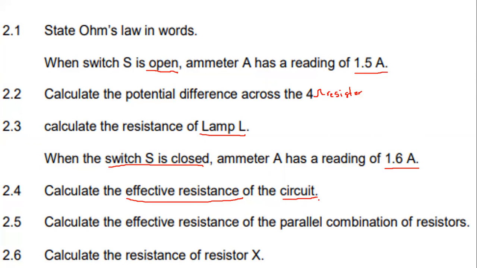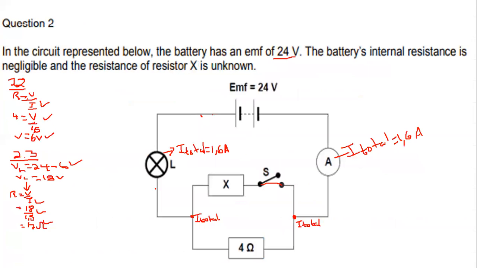If I say of the circuit, it means I'm interested in the resistance of the entire circuit. I haven't singled out parallel. I haven't singled out resistance in series. I said effective resistance of the circuit. In other words, I'm talking about the entire circuit. So if I want the total resistance of the circuit, it's absolutely not a problem. The EMF is still 24, which is the total voltage. The total current is still 1,6 amperes.